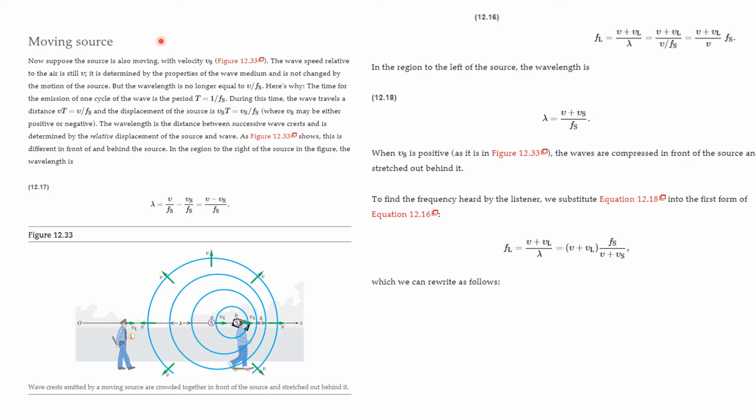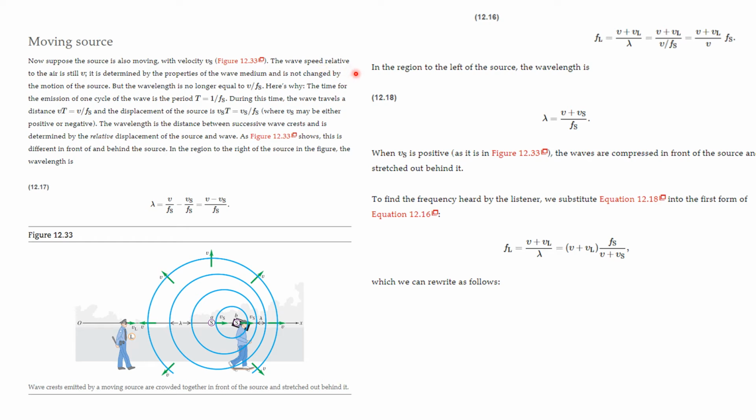We can also think about if there's a moving source. Now here you have the police officer, and the police officer also can be moving or not. But now we have the source is moving, so there's a V sub S. So now suppose a source is also moving with V sub S.